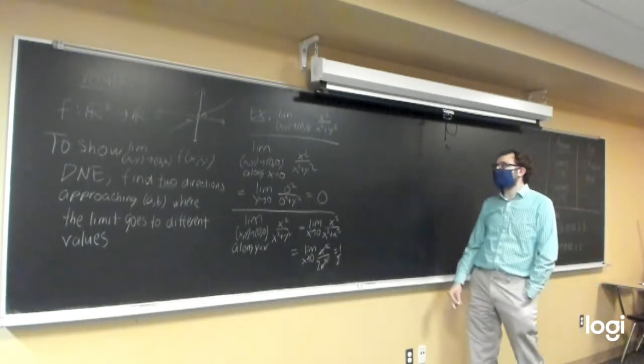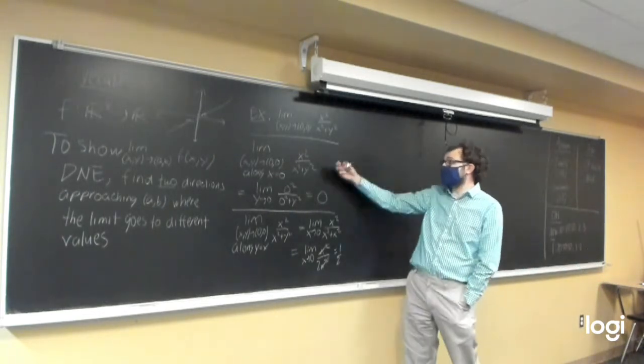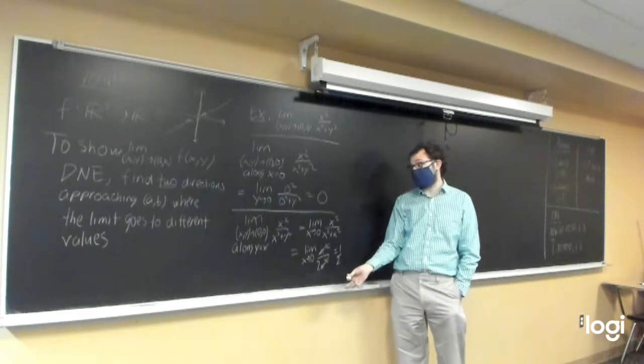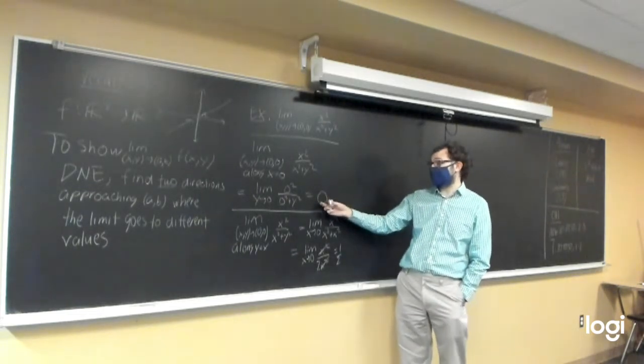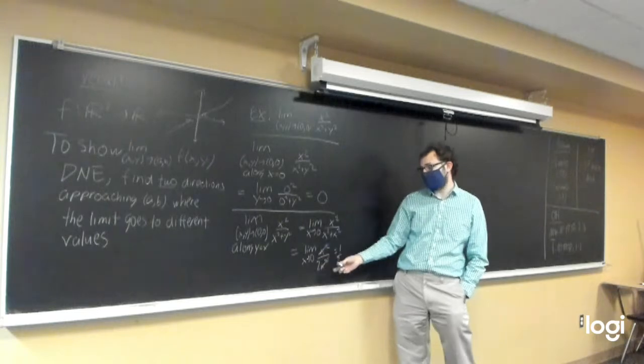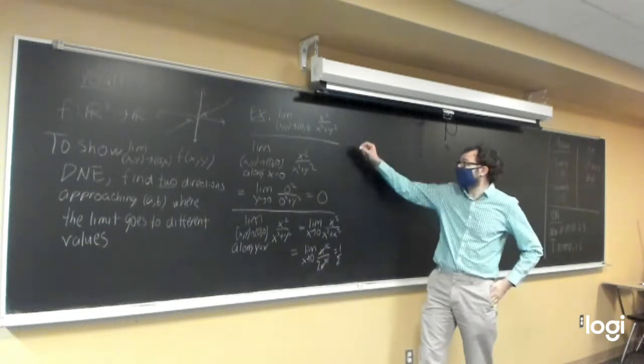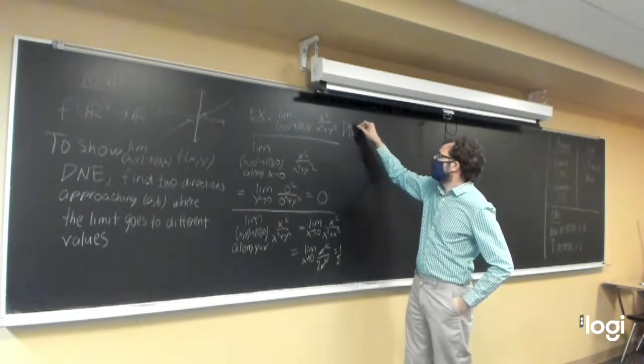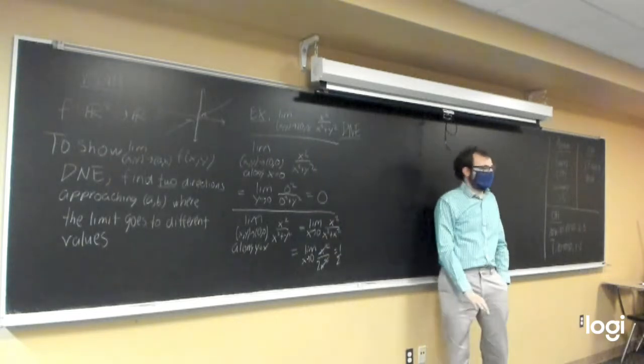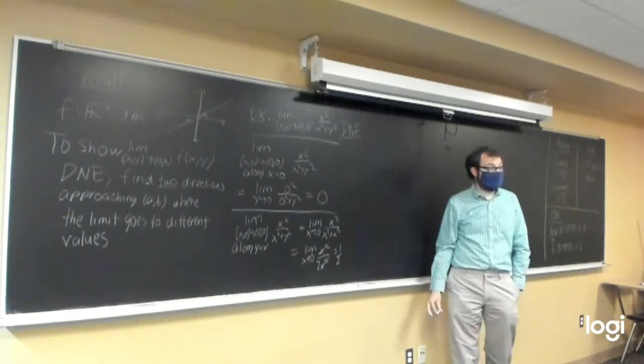And then what we said last time is since this limit isn't the same along these two directions, along x equals 0 it comes out to 0, along the line y equals x it came out to a half, that told us the overall limit without specifying a direction did not exist.